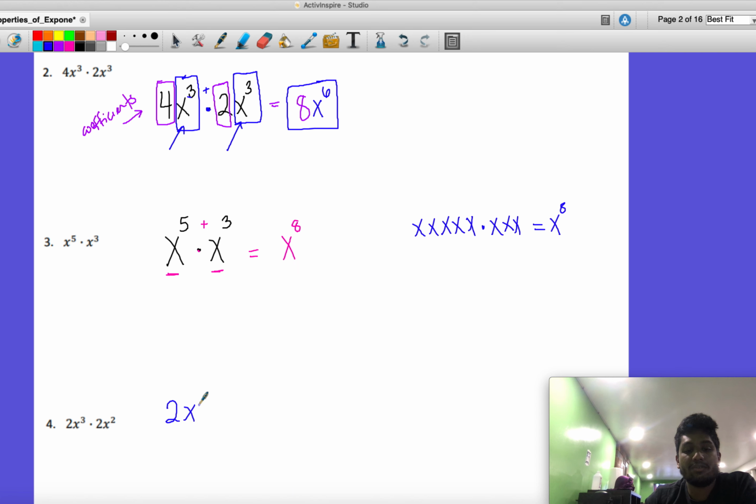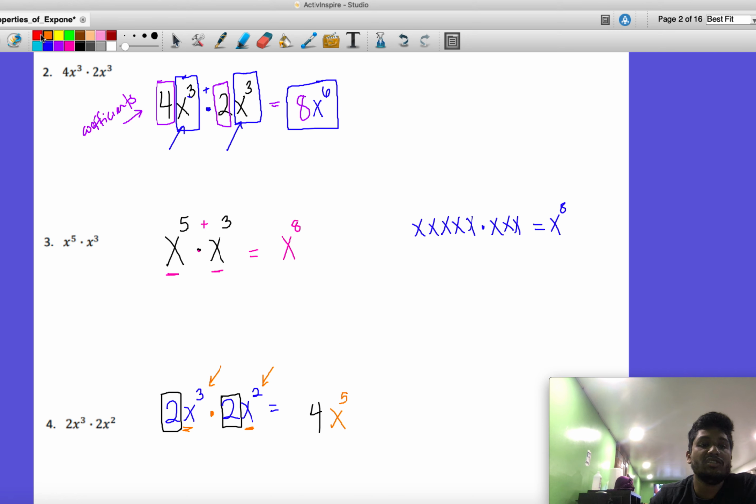Same thing here, 2x to the third times 2x squared. Here we have a coefficient times another coefficient, so we're going to treat this the same way we always do. We're going to do 2 times 2, which gives us 4. And then we're going to focus our attention here, so x to the third times x squared. Same base, and we're multiplying, so we keep that base and simply add the exponents: x to the fifth. 4x to the fifth.